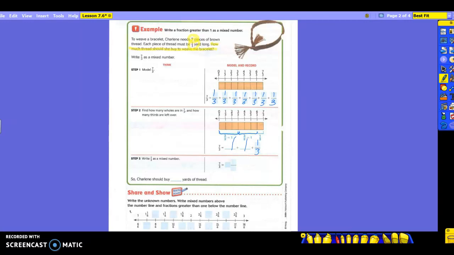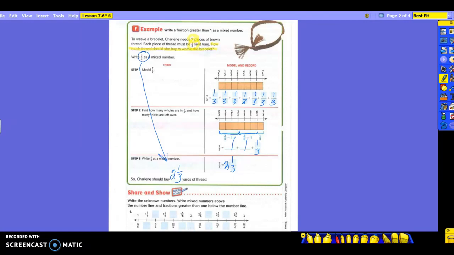So now we're going to write it as a mixed number. How many wholes did we have? So your whole number is 2. And what is the fraction you had left over? 1/3. So that means Charlene could buy how many yards of thread? 2 and 1/3. So you changed 7/3 to 2 and 1/3.